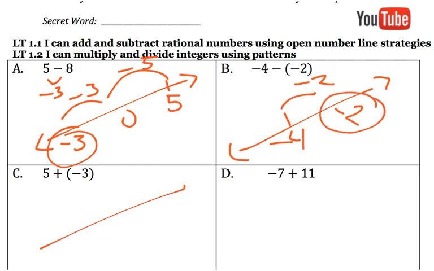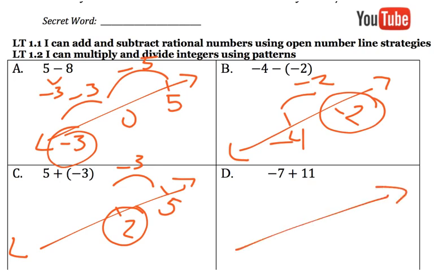For C, we're going to do the same thing, draw the number line. We're going to start from 5 and subtract 3. Since the second number isn't bigger than the first, it's just going to stay a positive. And the answer is going to be 2.